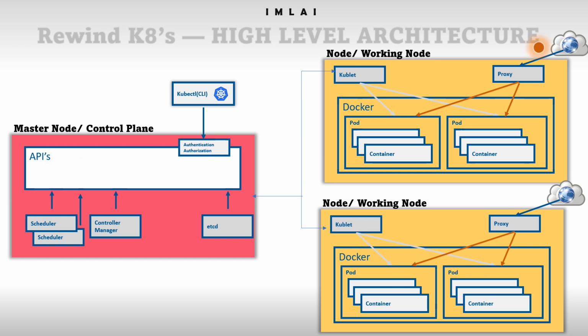The API server is configured to listen to remote connections on a secure HTTPS port, typically 443, with one or more forms of client authentication enabled. One or more forms of authorization should also be enabled, especially if anonymous requests or service account tokens are allowed. Nodes should be provisioned with the public root certificate for the cluster such that they can connect securely to the API server along with valid credentials.